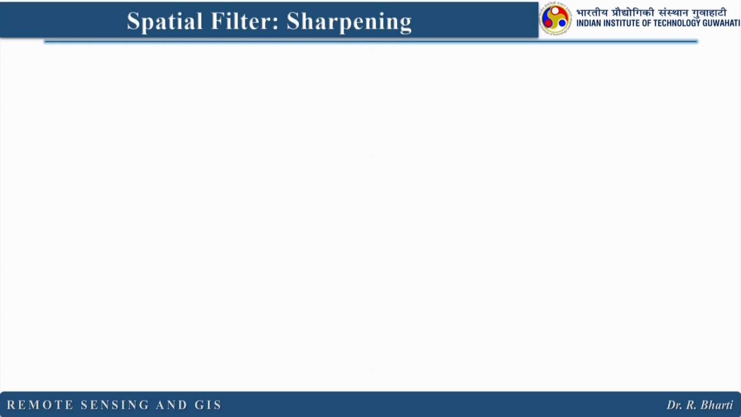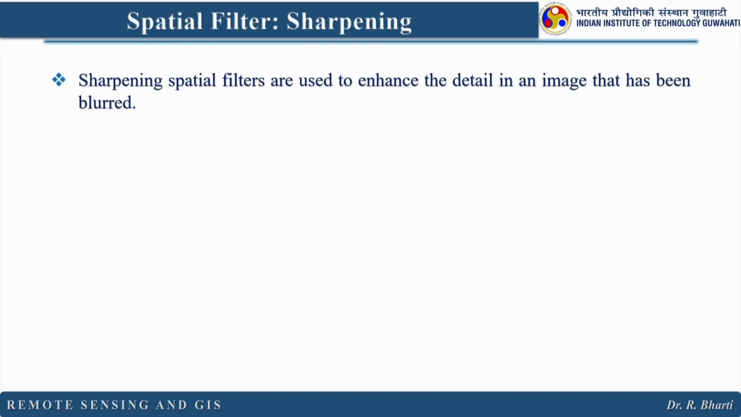There are a few different concepts like sharpening of the image. What do you mean by sharpening? Sharpening spatial filters are used to enhance the details in an image that has been blurred during acquisition, right. But you want to have very fine detail or enhanced detail of the edges. Then you will say that the image has been sharpened, right.